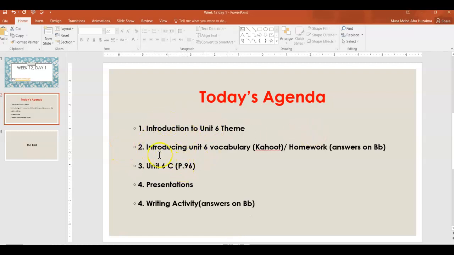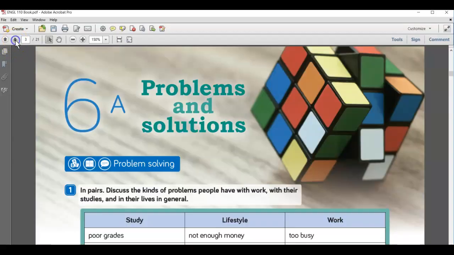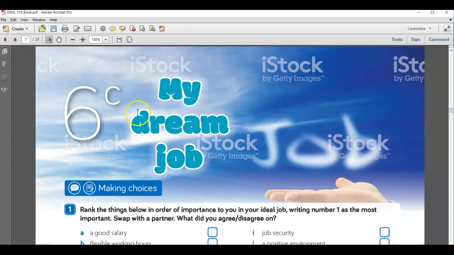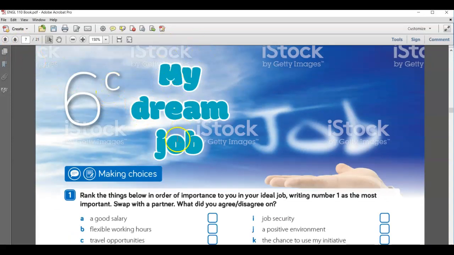Let's move on to part 3 of today's lesson, unit 6C, page 96. Unit 6C is about my dream job. My dream job means it's not real. It's something you imagine. It's not real. It's in the future, okay? It hasn't happened yet, but you dream about it, okay?